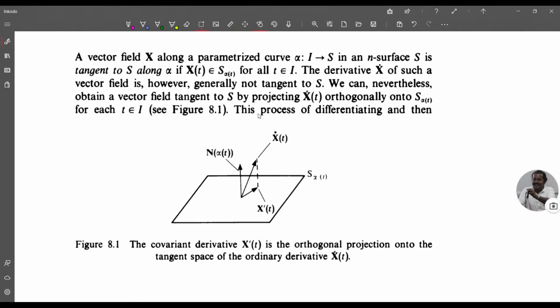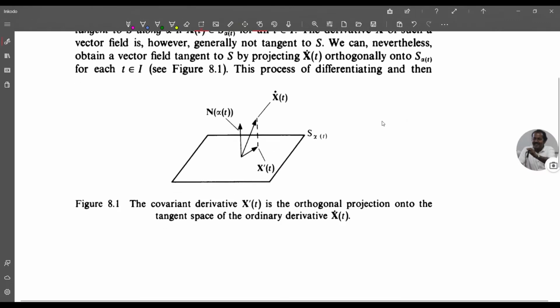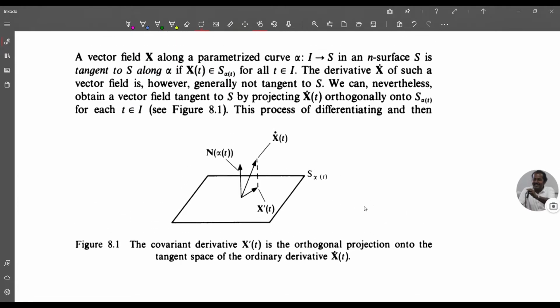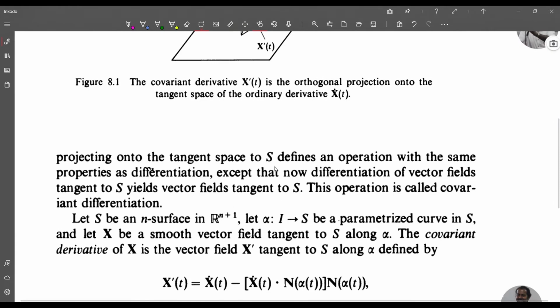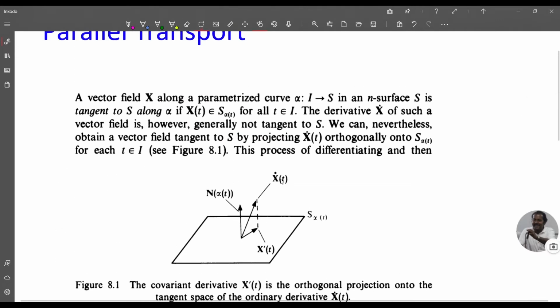Then this process of differentiating and then taking projection is known as covariant differentiation. So the covariant derivative x prime of t is the orthogonal projection onto the tangent space of the ordinary derivative x dot of t. The process of differentiating and then projecting onto the tangent space to S defines an operation with the same properties as differentiation, except that now differentiation of a vector field tangent to S yields a vector field tangent to S. This operation is called covariant differentiation. So first taking the derivative x dot of t, then projecting that onto the tangent space is known as covariant differentiation.